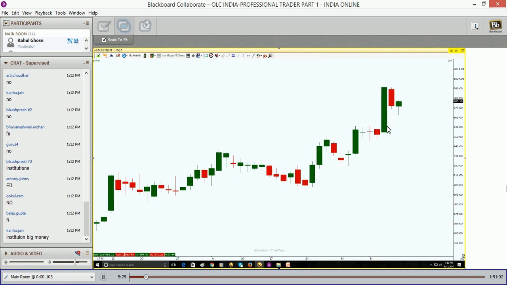Now, this green candle, what do you think? Is this big green candle a boring candle or an exciting candle? Exciting. Very evidently, you will notice that the body is much greater than the wick. I call this exciting candle my leg out.